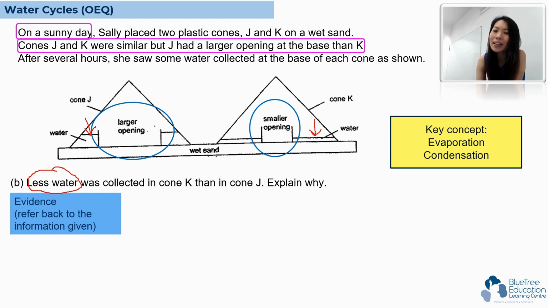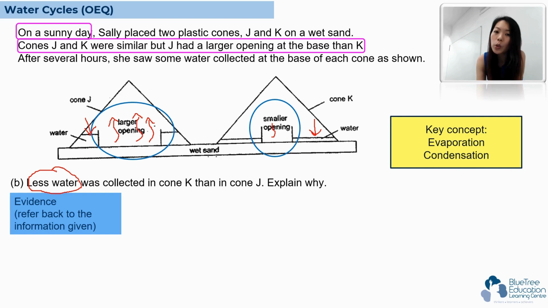So remember the factors affecting the rate of evaporation. You can remember it through WET: wind speed, exposed surface area, and temperature, that will affect the amount of evaporation. So in this case, we are talking about exposed surface area. Now in cone J, since we have a larger exposed surface area, that means the water from the wet sand will gain heat much more. So evaporation is much faster in cone J.